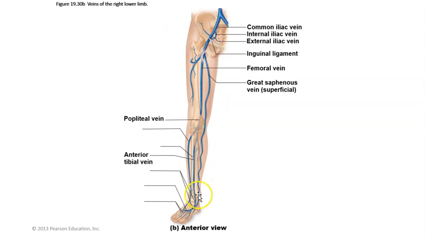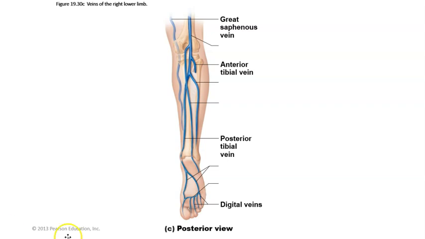We also see in this diagram the very long great saphenous vein, which proceeds essentially from the ankle all the way up to the hip joint, and is one of the longest veins in the body as it drains blood from the medial part of the lower limb, so the medial part of the leg as well as the medial part of the thigh.